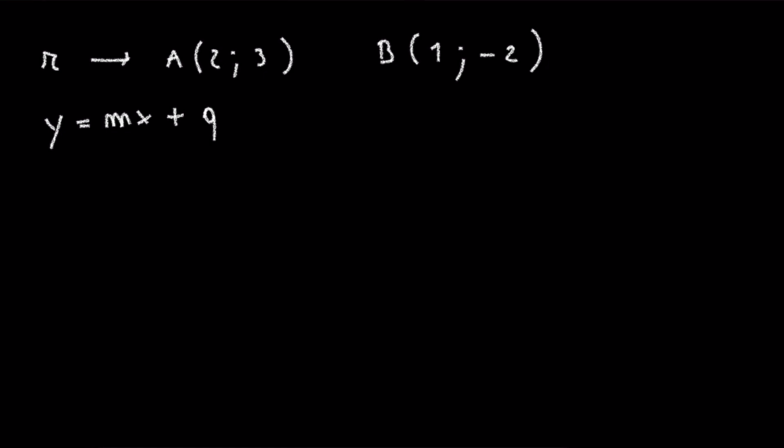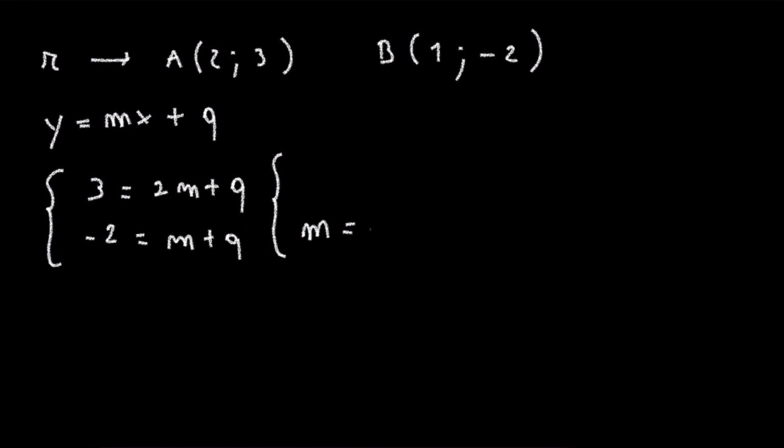We also know that points A and B must satisfy this equation, and therefore it's possible to write a system of equations by substituting the points inside the equation itself. So in the case of A, we will get 3 equals 2m plus q, and for B it's minus 2 equals m plus q.